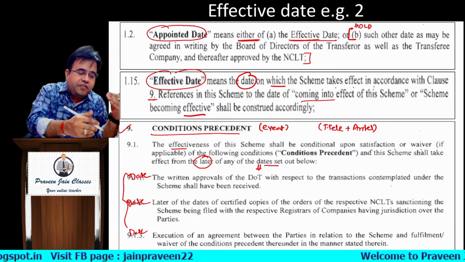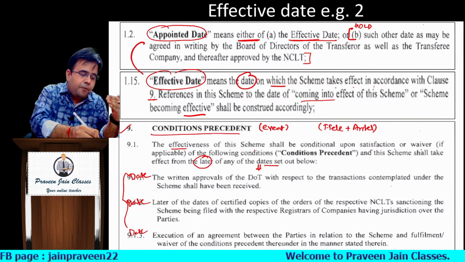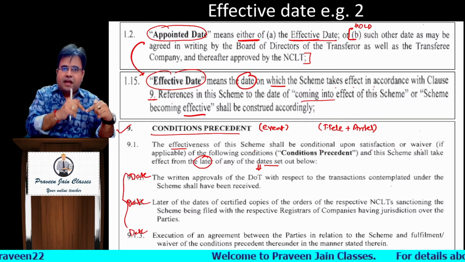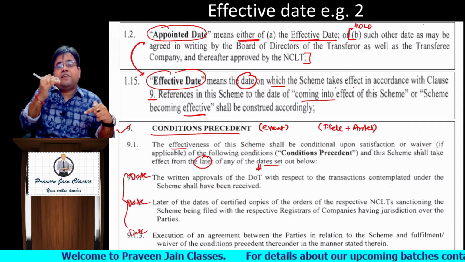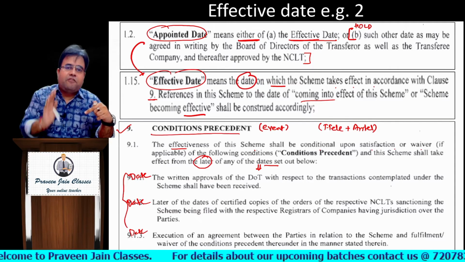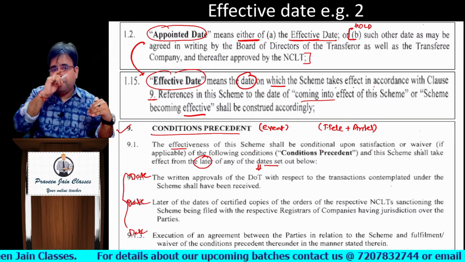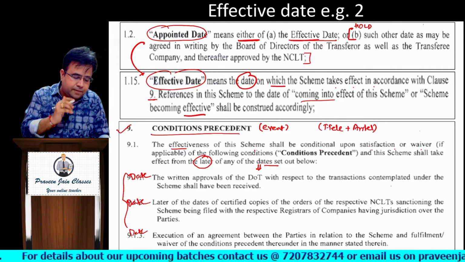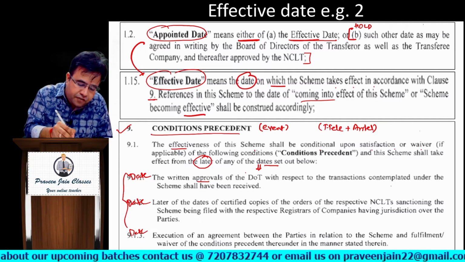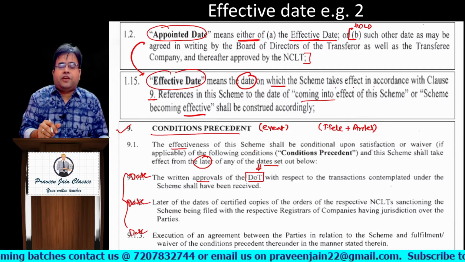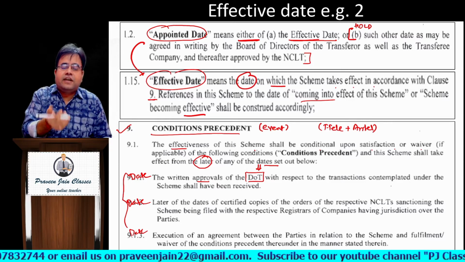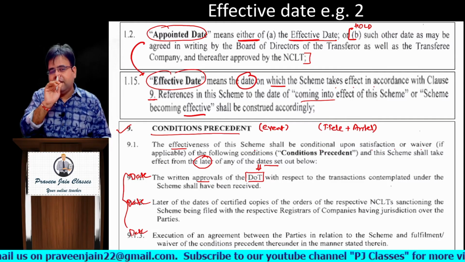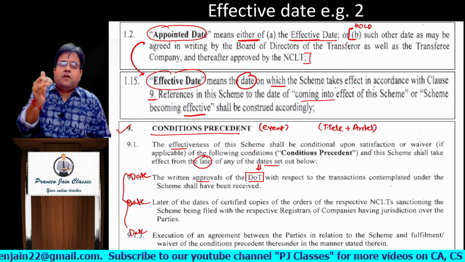Because when we were reading the appointed date, they said the appointed date will be determined by the effective date, sir. Which date will be the effective date, sir? When all those conditions which are given in section 9 get fulfilled, then that will be the effective date. Now let us see what the preconditions, or you can say events, are. Look, written approval from the Department of Telecommunication. So can I say those two companies are nothing but telecom companies? So obviously they have to get the necessary approvals from whom, sir?